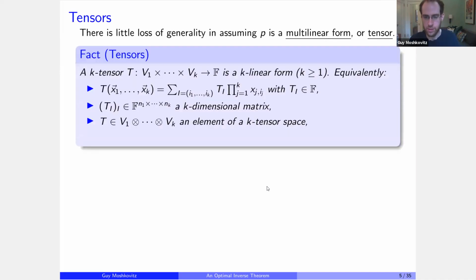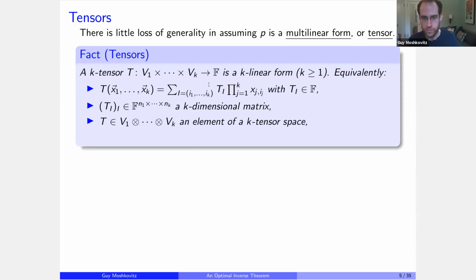So you can think of a tensor, it actually has a lot of useful equivalent definitions. Generally speaking, a k-tensor is just a function that takes k vectors and is linear in each vector separately. But let's go over quickly the various equivalent definitions. And for simplicity, let's fix k to be 3. So we're talking about 3-tensors, order 3 tensors.